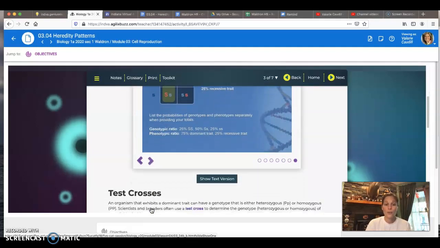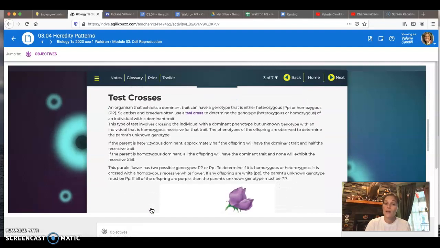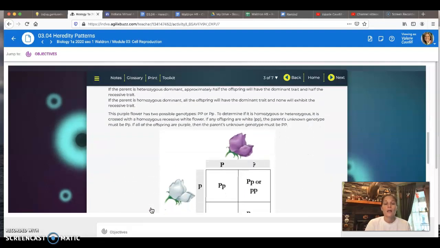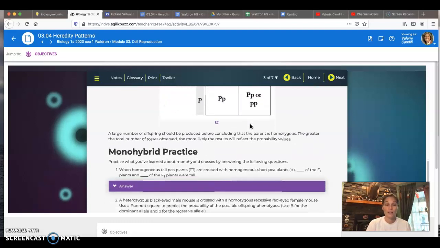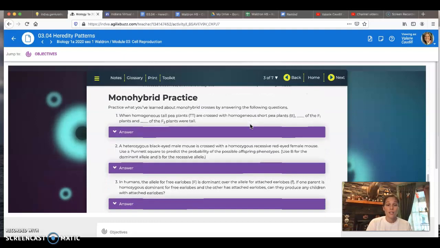Once you are through that, you're going to learn a little bit about something called a test cross. What a test cross helps us figure out is if we don't know what one of our parents' genes are, we can use the offspring to work backwards to figure out our parent. Then you've got some practice questions here on monohybrids.